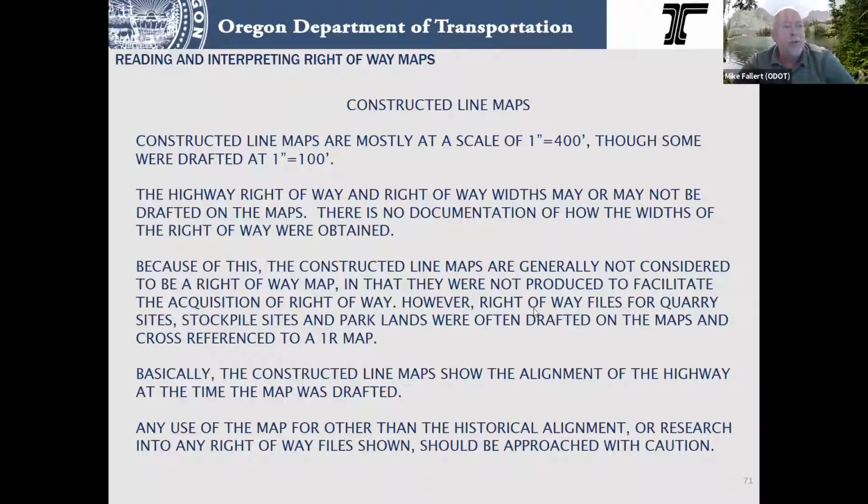The right-of-way maps were produced to facilitate the acquisition of right-of-way, right-of-way files, quarry sites, stockpile sites, state land or parks, often drafted on other maps like the one ours. Usually those are noted on there also. Constructed lines show the alignment of the highway as it was done. And then other historical alignments or research can be found in there too. So be careful, approach with caution, ask questions, research.